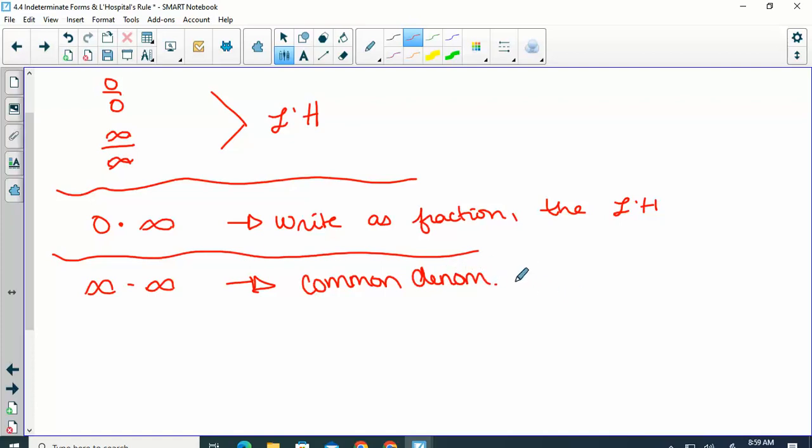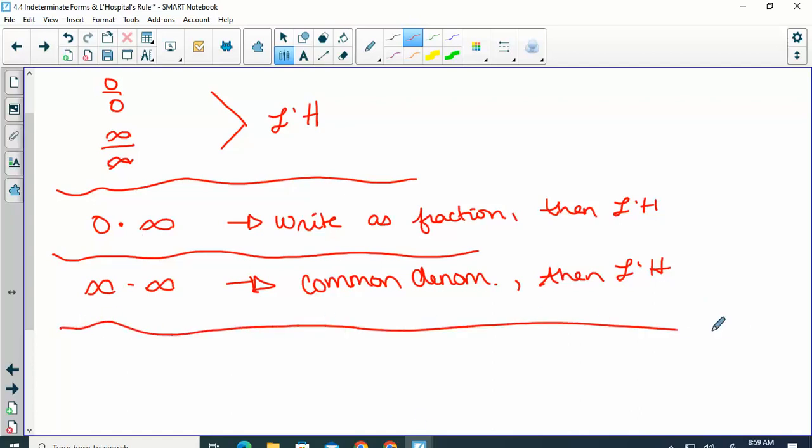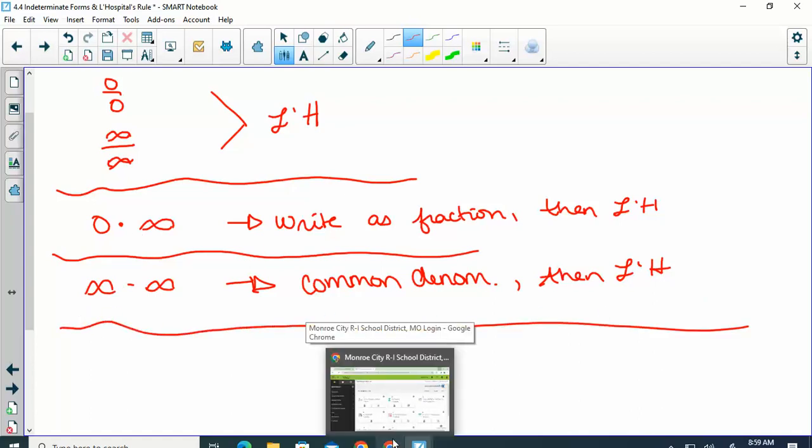And then, once you have a fraction, you check to see if you have 0 over 0 or infinity over infinity, and if you do, you can do L'Hopital's. All right, so those are the 3 we have seen previously.